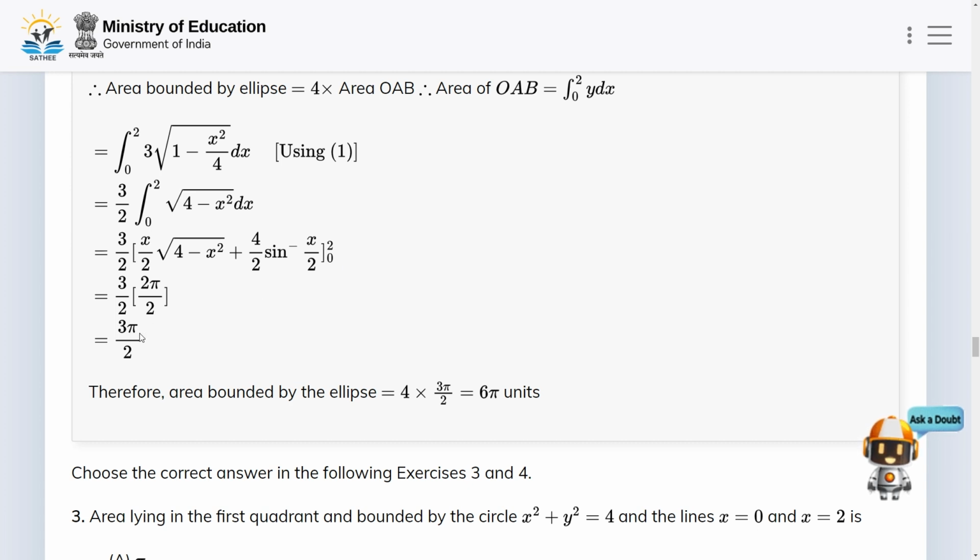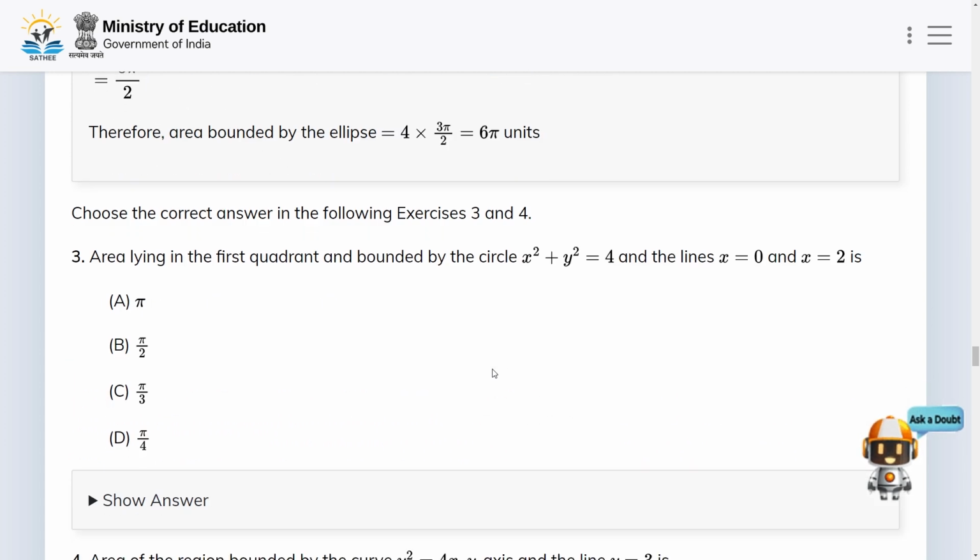You will get just 3 pi by 2. Now multiply it by 4. You will get 6 pi as your final answer for the area of the ellipse given. I hope it is clear. Clear? Okay, let us move to the third problem.